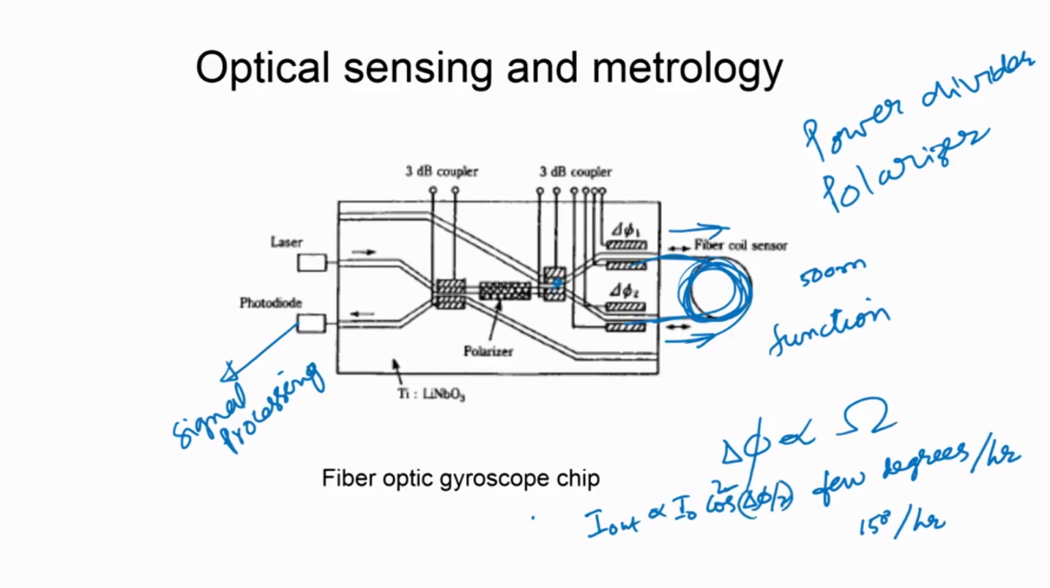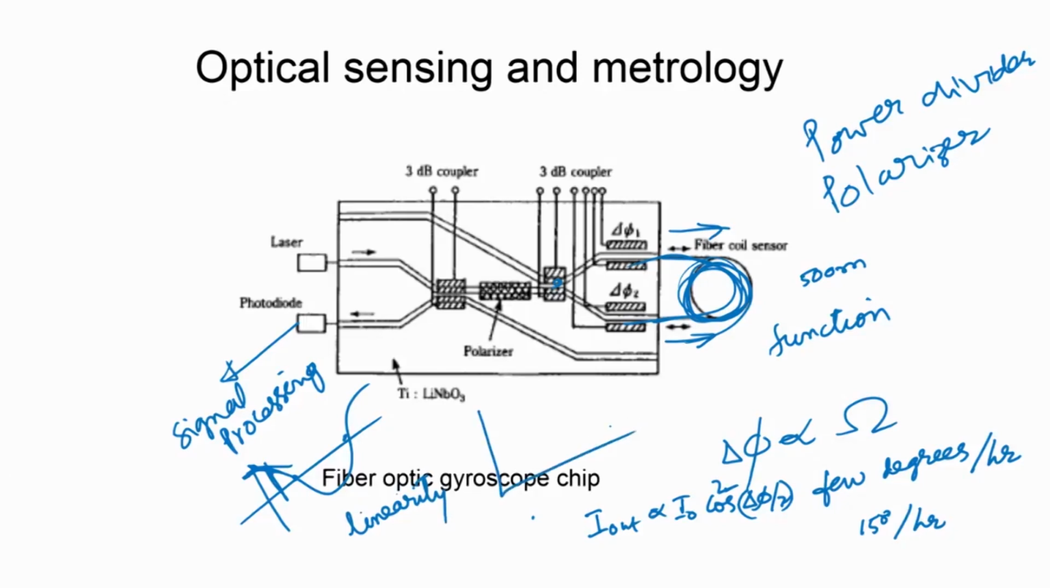So, if you look at the input output relationship, cos square out, this is not very sensitive at these points. So, you need to bias the coil or the signal at 45 degrees points. That means periodically, that is where the linearity, you require a linearity of the input output.